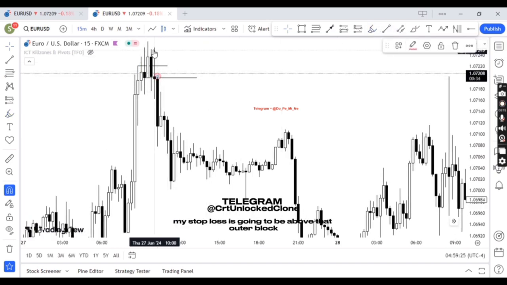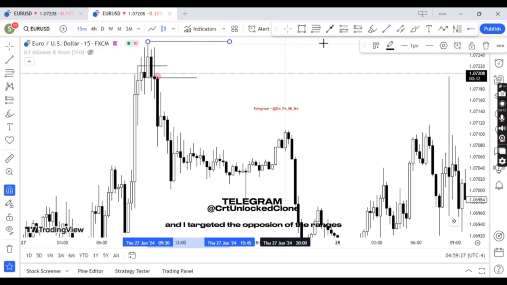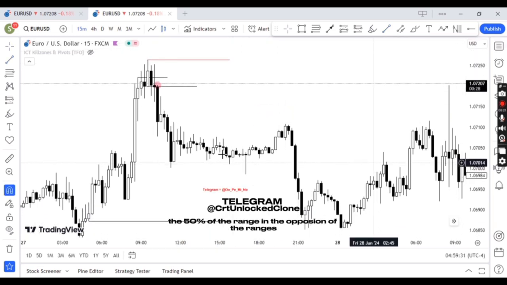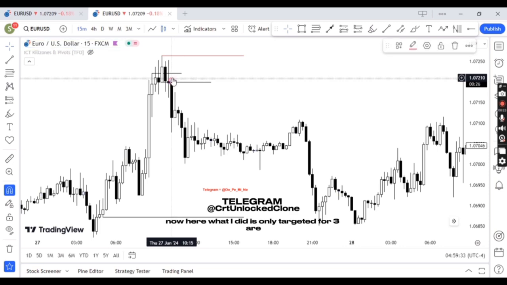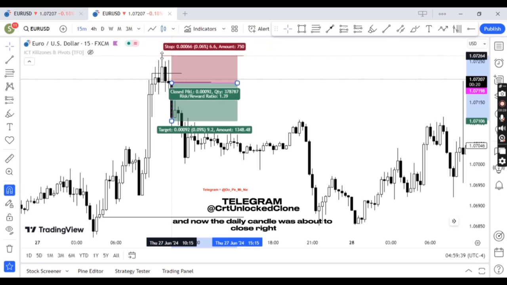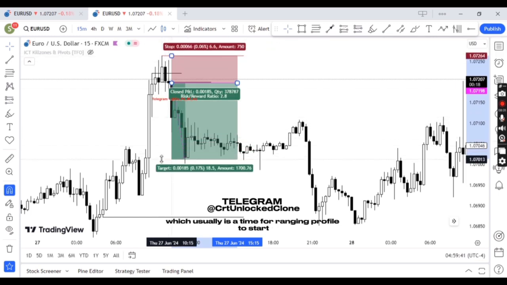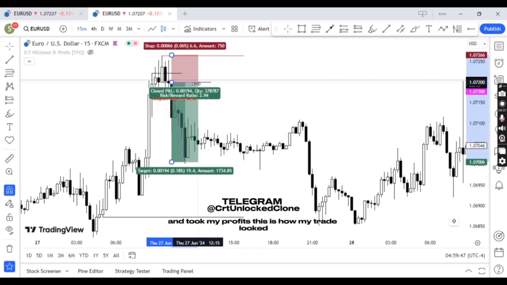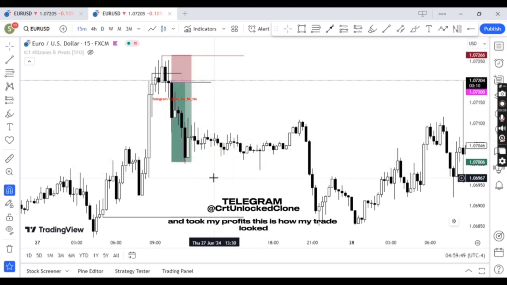My stop loss is going to be above that order block, and I targeted the 50% of the range and the opposing end of the range. Now here what I did is only target for 3 hours, because the daily candle had already capped and was about to close, right, which usually is a time for a ranging profile to start. So for that reason I closed my trade right here at this time and took my profits. This is how my trade looked.